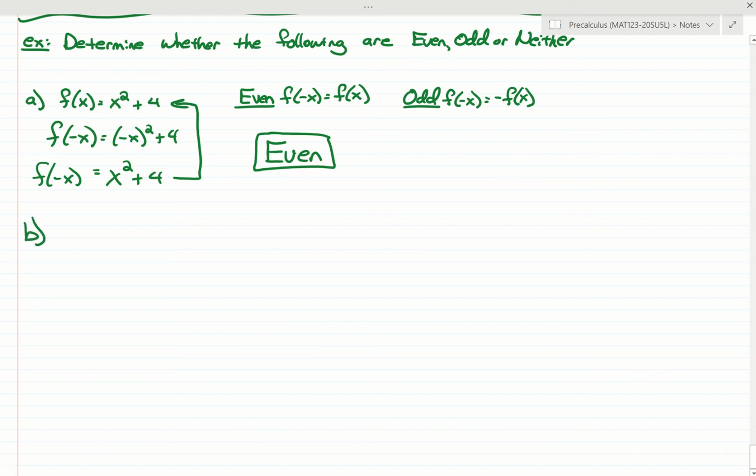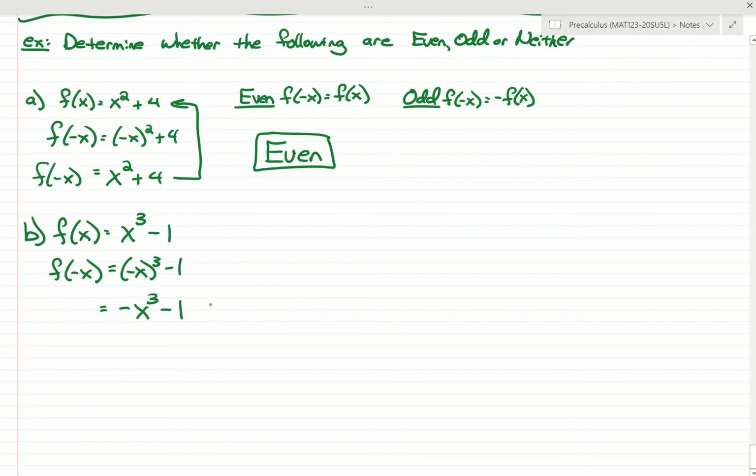What about a problem like this? Let's say f of x is equal to x to the third minus 1. Well, let's figure out what f of negative x is. F of negative x is negative x to the third minus 1. Okay, so that's negative x to the third minus 1.